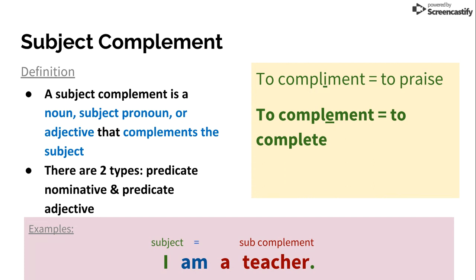That's my job. I call that balancing the equation because I could just as easily write, a teacher am I. Yes, I would sound like Yoda, but technically it would still be true. My subject complement equals my subject. You'll notice that subject complement uses the word complement spelled with an E. To compliment with an I is to praise. To compliment with an E is to complete. The subject complement just completes the subject.